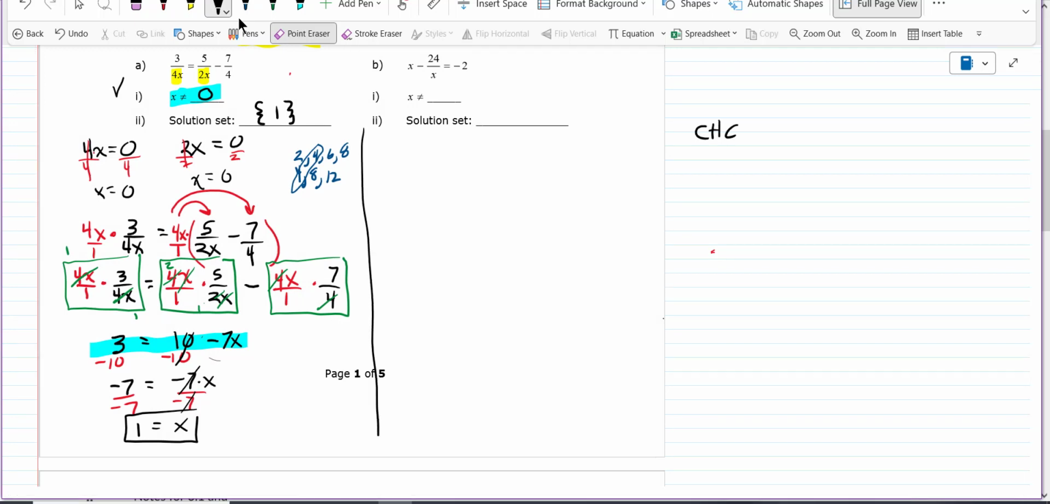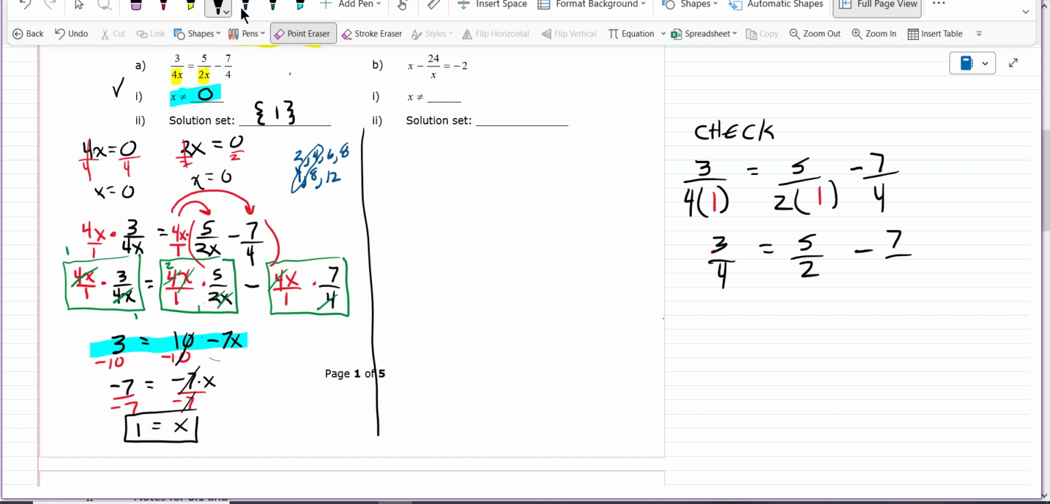So it's important to know how to check. All we have to do is everywhere we see an x, just plug in a 1, work out the details, and see if this works. Okay, so let's plug in that 1. What's going to happen is I get 3/4 is equal to 5 over 2 minus 7 over 4. So I would need to get a common denominator to subtract these two fractions. If I multiply this by 2 over 2, I'm going to get 3/4 is equal to 10 over 4 minus 7 over 4.